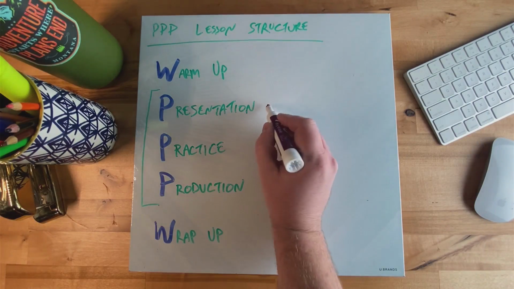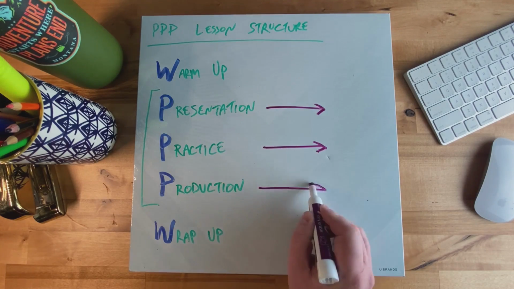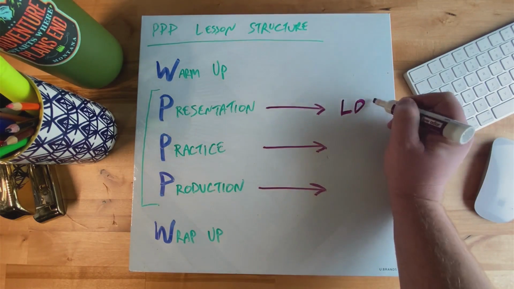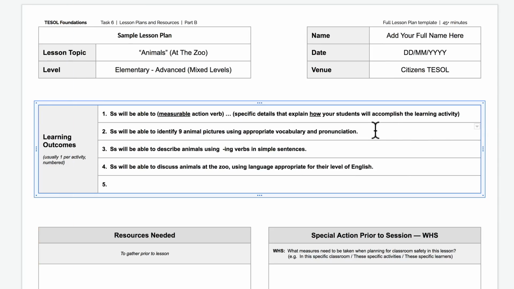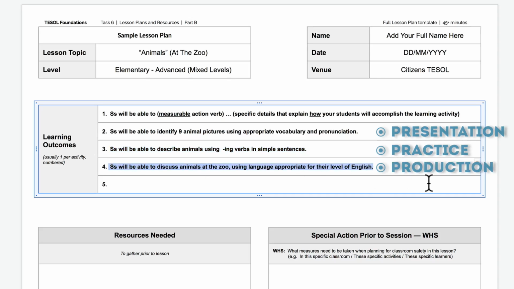Or if I'm using PPP or a similar framework to plan my lesson, then perhaps I'll create one learning outcome for each of the P's in my PPP lesson. And as you can see, that's what I did here. I create a learning outcome for my presentation, a learning outcome for my practice section of my lesson, and a learning outcome for my production section of my lesson plan. So this is a way to begin at the end if I don't have a course book and if I'm just creating my lessons from scratch or based on a particular topic.